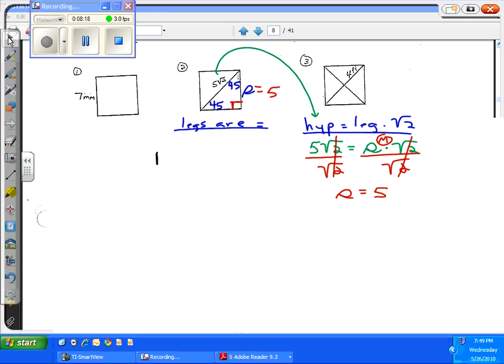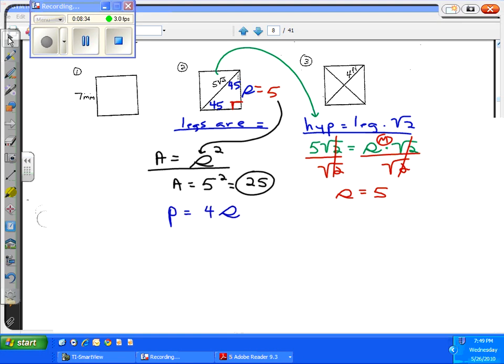If we want the area, the formula for area is side squared. We plug in the length of a side, 5. We get area is 5 squared, which is 25. If we want perimeter, perimeter is 4S, the sum of the sides. So the perimeter is 4 times a side, which is 5. And so the perimeter is 20.